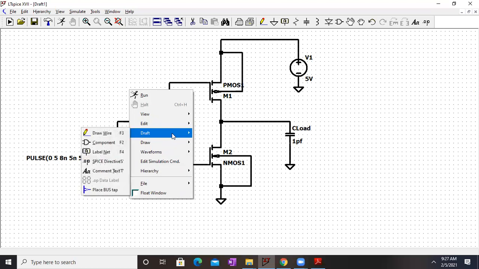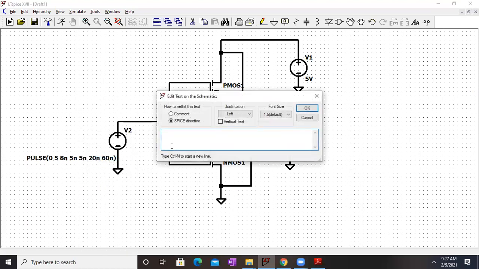So we'll right click, go to draft, go to spice directive, and we'll start writing it. So dot model, we have NMOS 1, NMOS. Then the W is given as around 8 micrometer, so 8 micro. L is given as around 2 micro, and VTO is given as 1, and KP is given as 50 micro. Okay, very quickly we have done that.